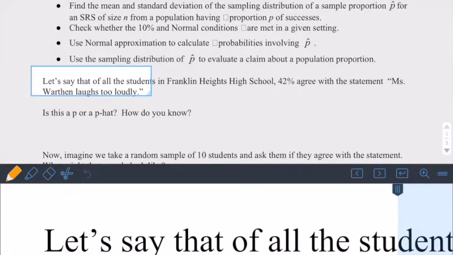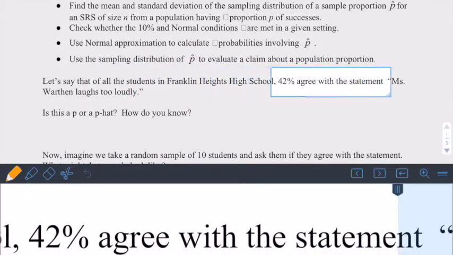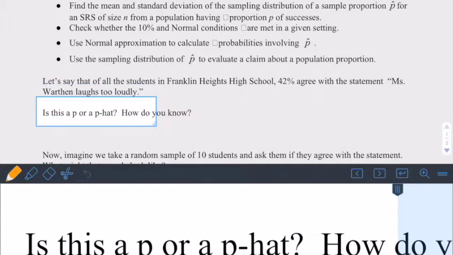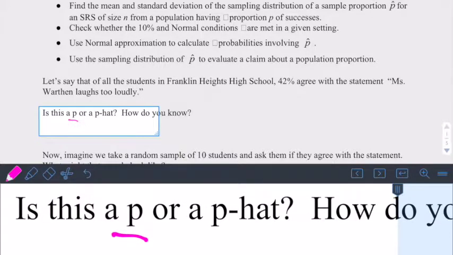Let's say that of all the students in Franklin Heights High School, 42% agree with the statement, "Miss Warthen laughs too loudly." Is this a p or a p-hat? Well, it's a p, because this is all the students at Franklin Heights, everybody in our population.